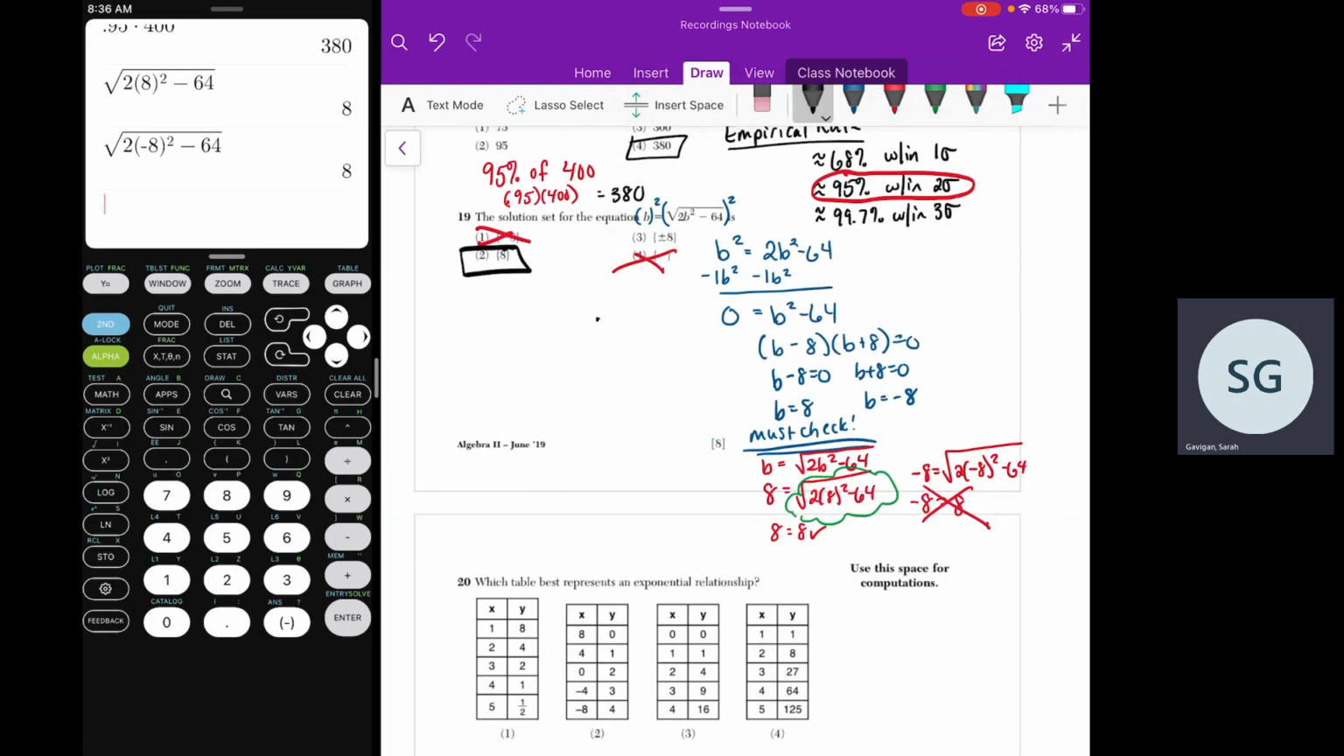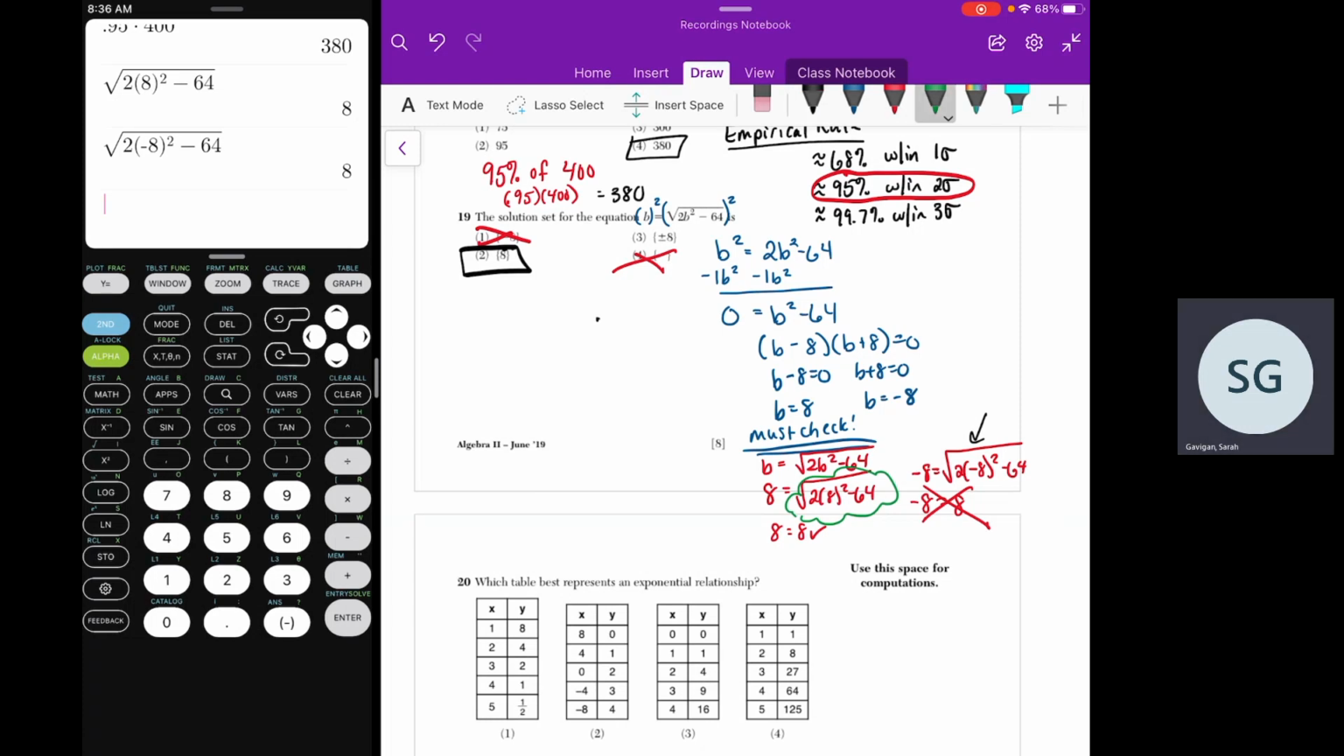The only time you have to think about that plus or minus when you're square rooting is if you're solving an equation and square rooting. In this case, I was just doing PEMDAS, so that didn't apply. Now, that was the long way. That was the right way to do the problem.